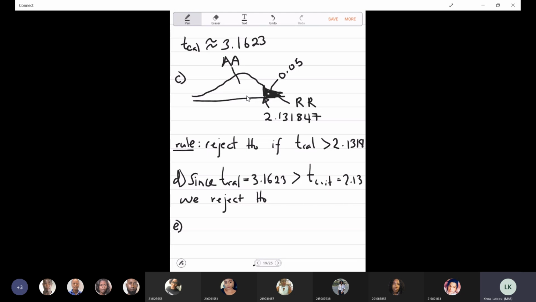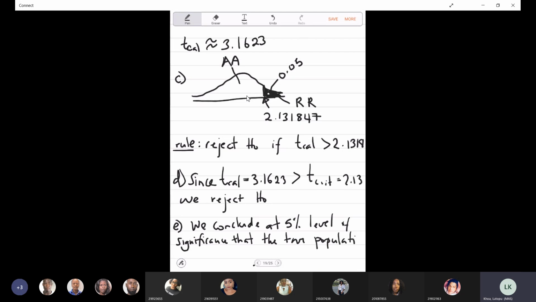So we conclude at 5% level of significance that the true population mean is greater than 30. Is that what H naught says? No, we rejected H naught, so it is greater than 30.